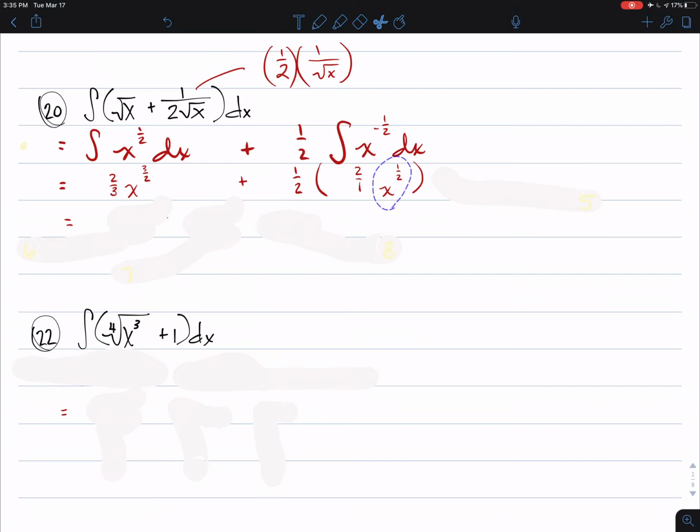Here's where my power moved up by 1, and then I also need to multiply by the reciprocal of the new power. Don't forget that you've got a plus c here. All right, let's clean each piece up then. And that first piece doesn't really have any cleanup to do. The second piece, I can multiply my reciprocals together, and then my plus c doesn't have any cleanup either.